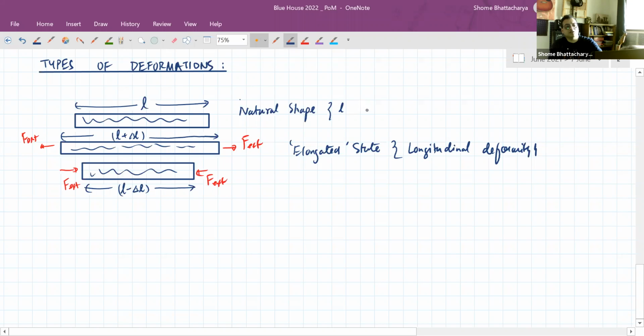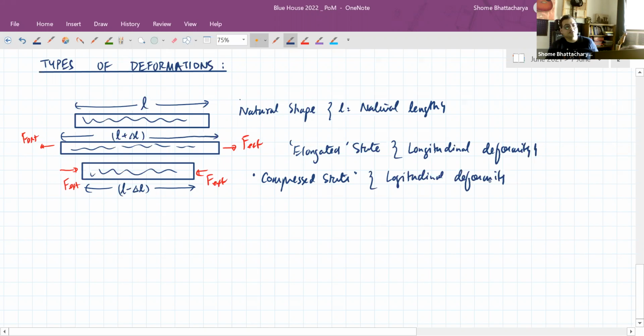Here L is what we call the natural length, when it is not under the action of any external force. So that's also a form of longitudinal deformity. So any change in a length parameter is a longitudinal deformity, and longitudinal deformity is measured by something called longitudinal stress. Sorry, longitudinal strain, not stress.